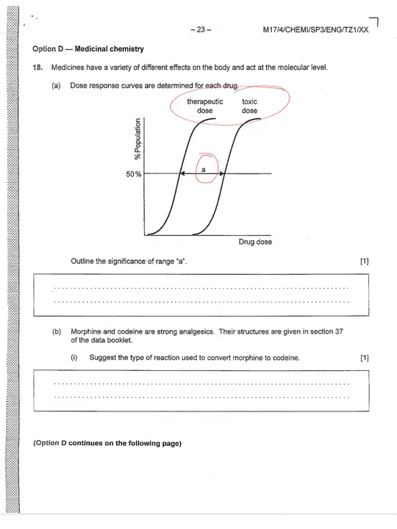But the significance is the larger A is, it means it's a safer drug. You've got more room for error between having an effective dose and having a dose that's going to have harmful effects. Part B, morphine and codeine are strong analgesics.